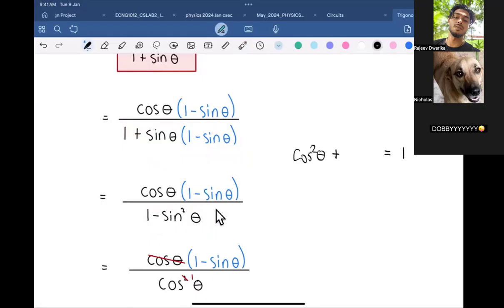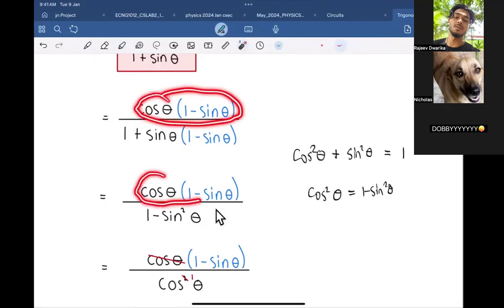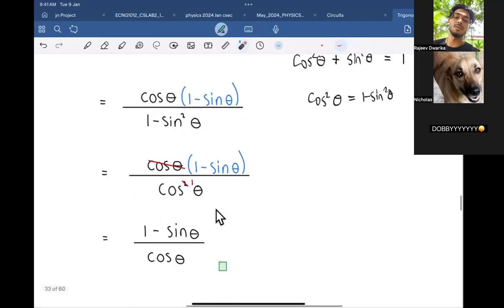Cos squared theta plus sine squared theta. Right. And if I were to make cos squared theta the subject of the formula, that would be equal to 1 minus sine squared theta. So you understand why I replace the 1 minus sine squared theta with cos squared theta. And I choose not to expand this just yet because watch, this cos theta here would cancel off with one of the cos thetas in the bottom, and that would leave us with 1 minus sine theta over cos theta.